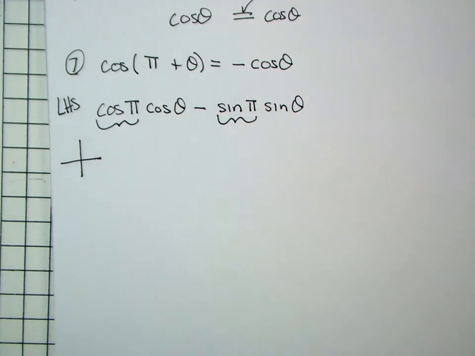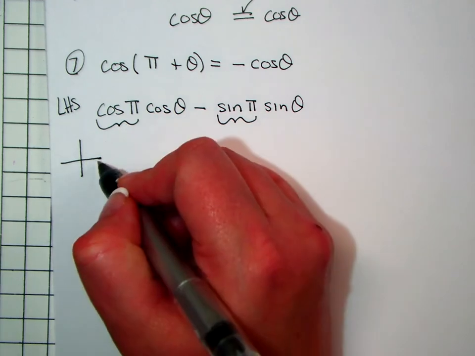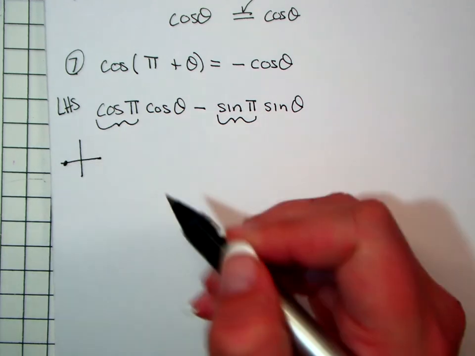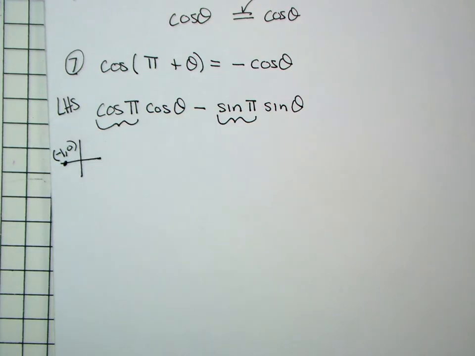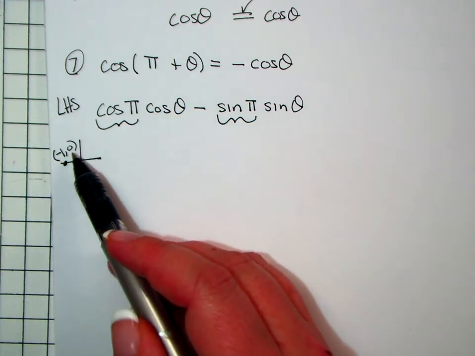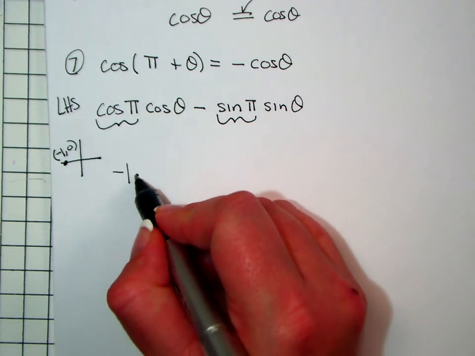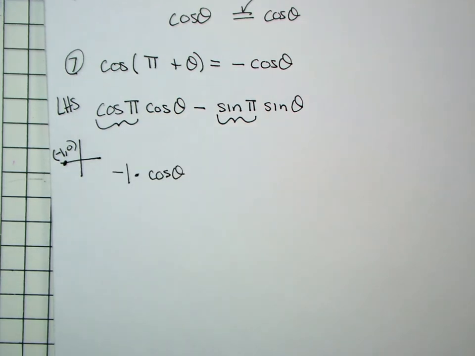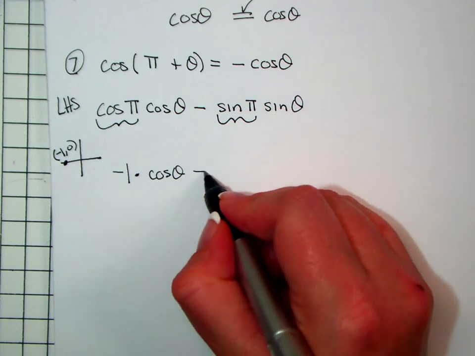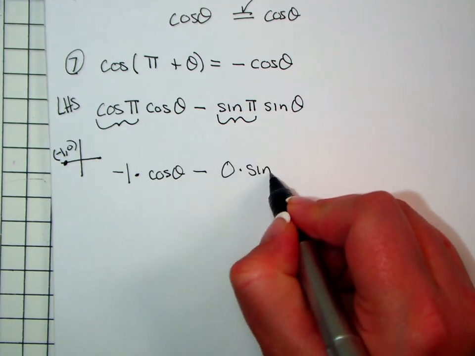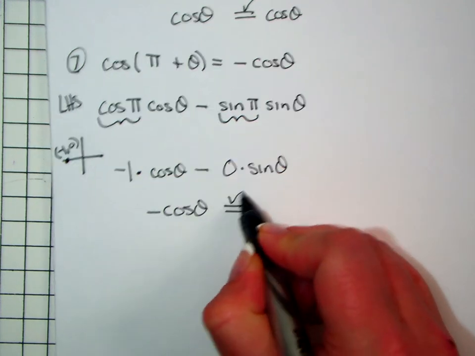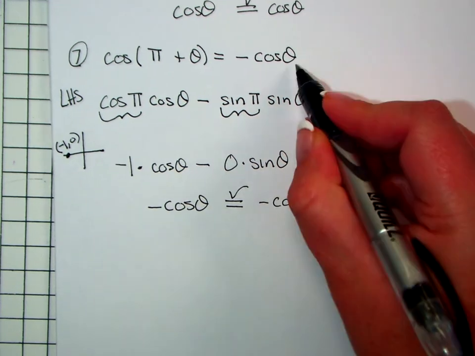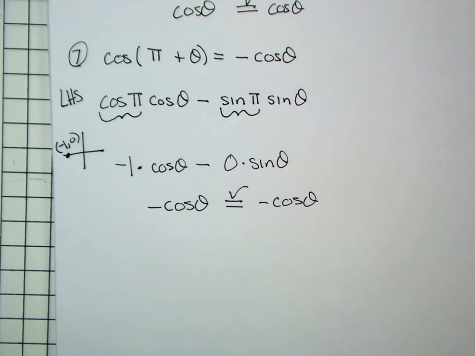I'm going to go to the unit circle and find its point. Pi is here at 180 degrees. The point on the unit circle is negative 1, 0. The cosine is the x, the sine is the y. So this is equal to negative 1 times cosine theta minus 0 times sine theta. So I'm going to get negative cosine theta, which is indeed the right-hand side. We wanted it to equal negative cosine, so we got it done. All right, number 8.